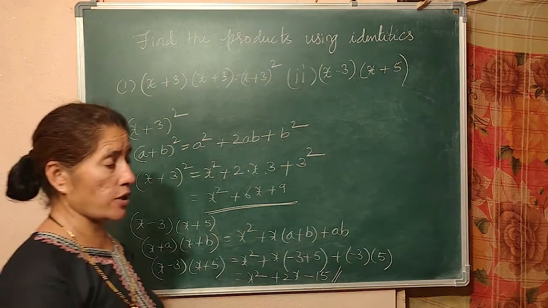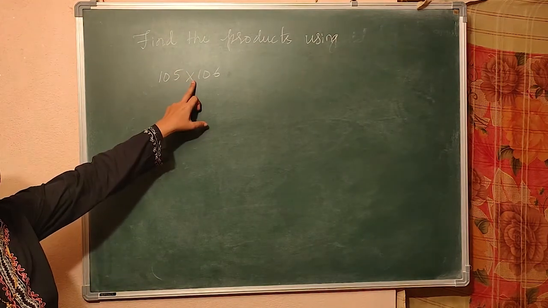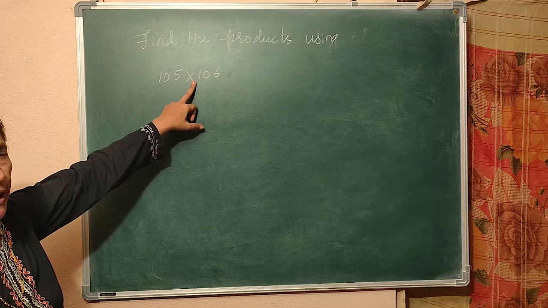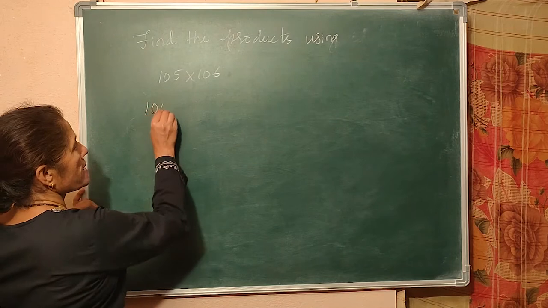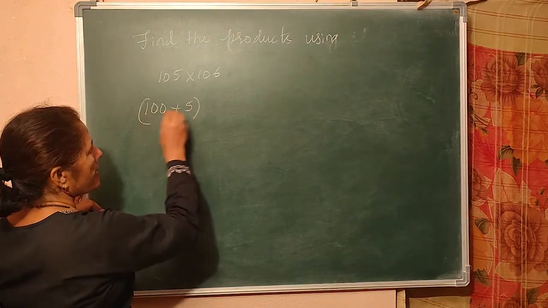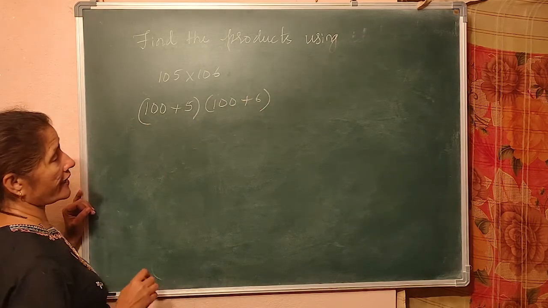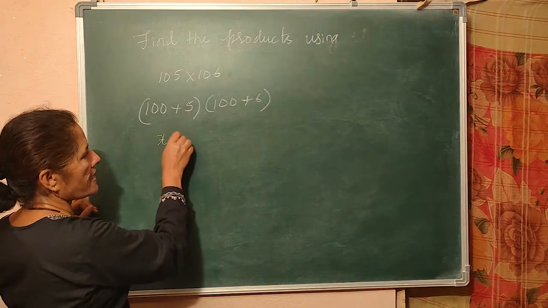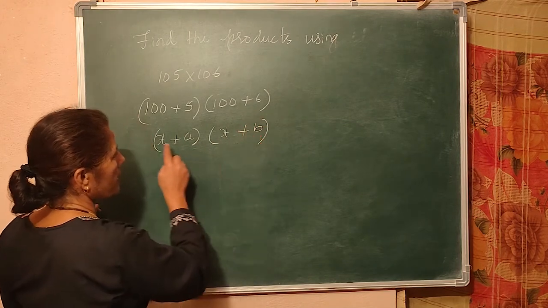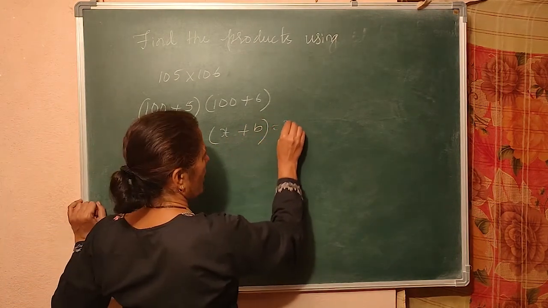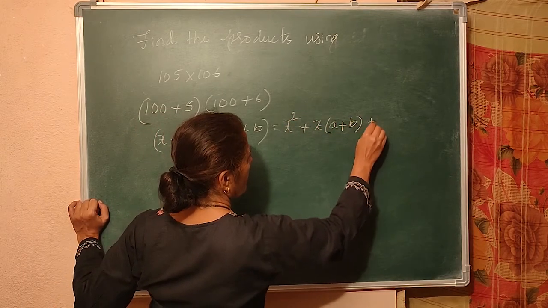Right? Let us go to the next one. See, 105 into 106, it is a product. Am I right? So what can I do? 105, what can I write? 100 plus 5, and 106, 100 plus 6. Now what identity can I use? (x + a)(x + b). So what is (x + a)(x + b)? x² + x(a + b) + ab.